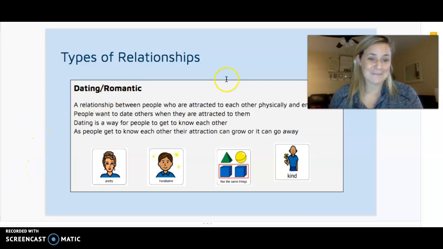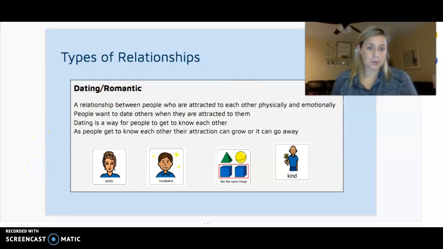And then the last type of relationship, which is going to be a new discussion, is about dating and romantic relationships. So we're at high school now, so you see a lot of people that might be kissing or hugging in the hallway, and that's because they might be dating or in a relationship.